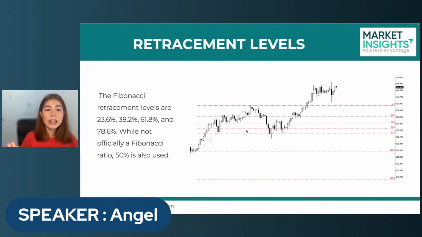Now, as I mentioned earlier, 23.6, 38.2, 61.8, and 1.618 are the only Fibonacci percentages. But even though 50% is not officially a Fibonacci number, we still use it as a respected level. So this is how Fibonacci numbers look on our charts. I'm going to show you later how to plot these, but let's move on to the next slide.